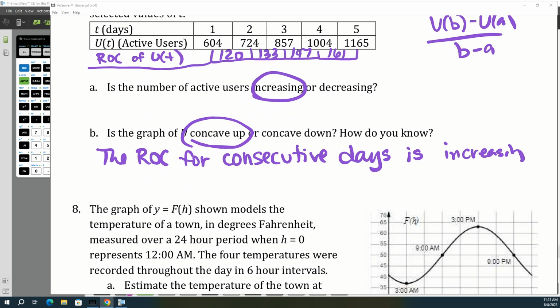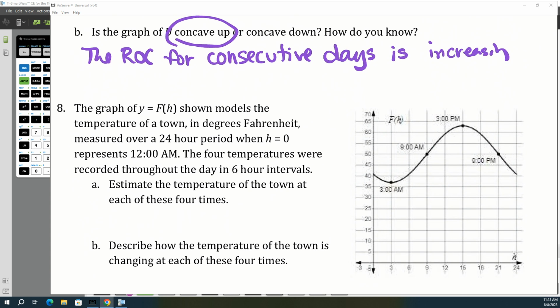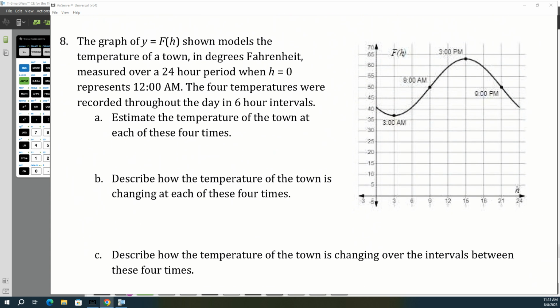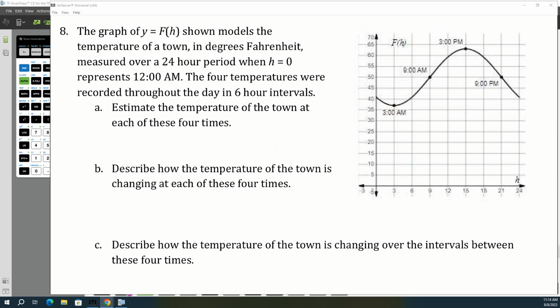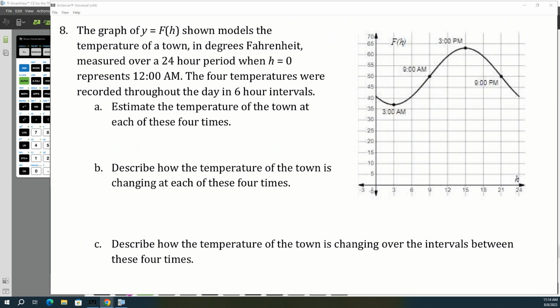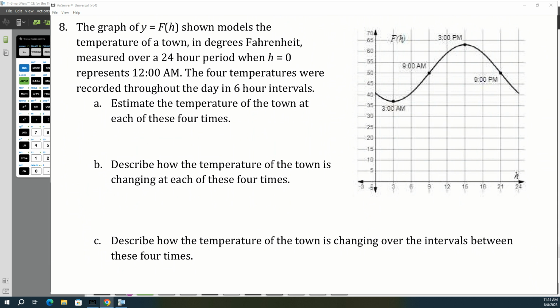All right, and then this last question is about temperature in a town. The function is called f of h. F is the temperature in degrees Fahrenheit over a 24-hour period where h equals 0 represents 12 a.m. Four temperatures are recorded throughout the day in 6-hour intervals. The first question you guys probably could have done in Algebra 1, honestly. It just says to estimate the temperature of the town for the 4 times. So it's just reading the graph, basically.